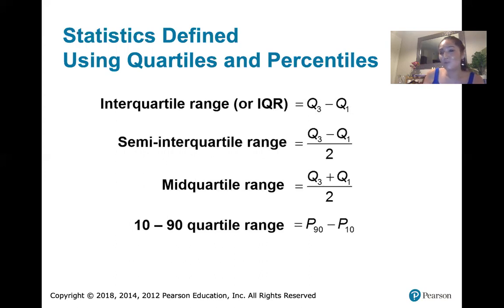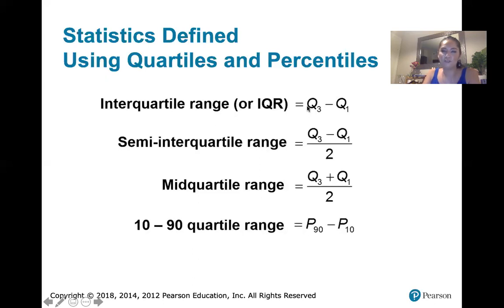Now, that number halfway in between the 25th and the 75th is not necessarily the 50th percentile, but it's halfway in between those two values. So we'll add them together and divide by 2. So you're basically calculating the mean of those two values. And then we've got the 10-90 quartile range, which is just taking that 90th percentile and subtracting the value at the 10th percentile. So these are all ranges or values. They're going to be differences in actual data values in our data set.